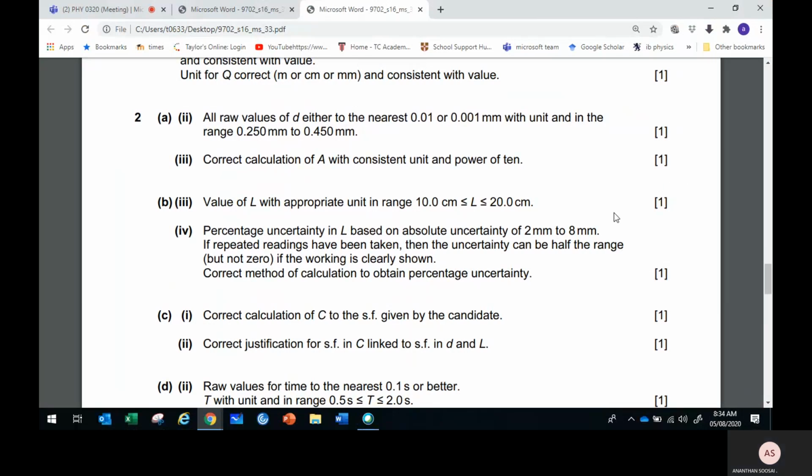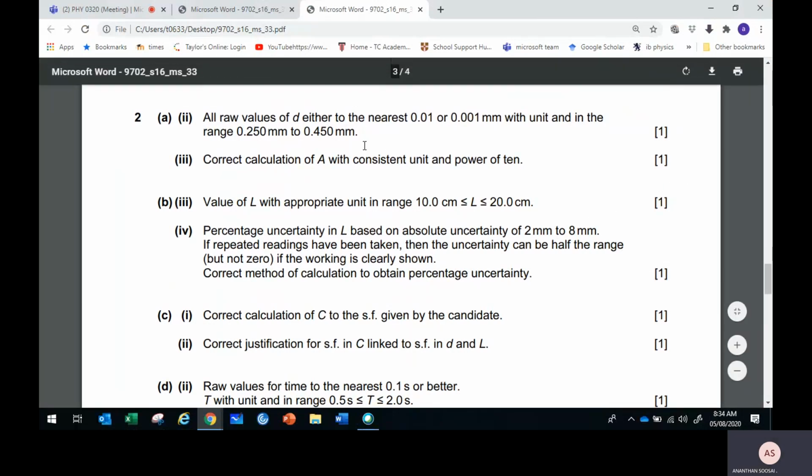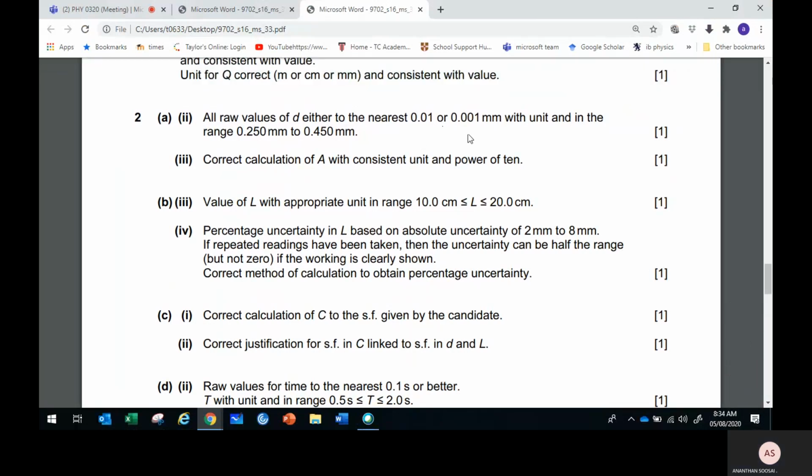Okay, you see the mark scheme they put. First, all values either nearest to 0.01 or 0.001 mm in the range of 0.25, 0.45 mm. A2 is what? Diameter. A2 is the diameter? Okay, diameter you use what? Micrometer, right? Micrometer, right? So 0.01.